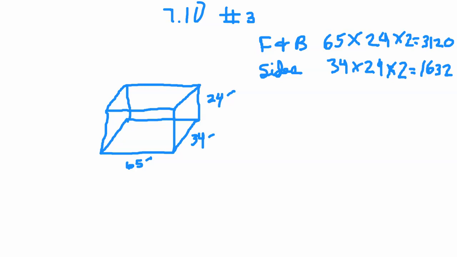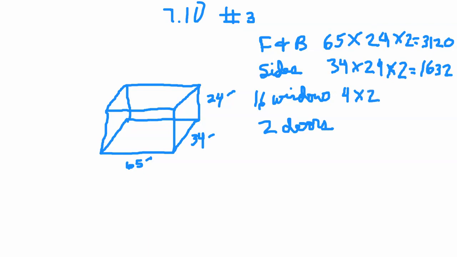Okay, now we have the 16 windows. 34 times 24 is 1632. Are your numbers the same as mine so far? Yes. Okay, now the windows are 4 by 2, and we don't want to paint the windows.